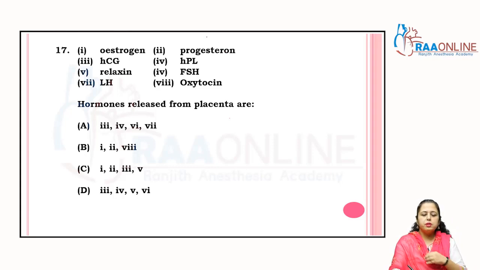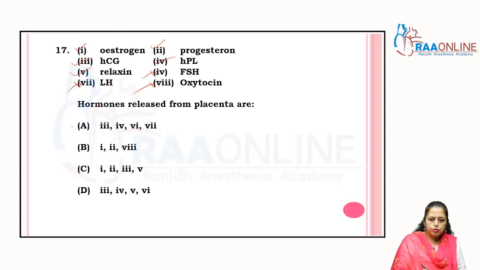Hormones released from the placenta: estrogen is released from the placenta, progesterone is released from the placenta, HCG, HPL, relaxin. FSH no, LH no, oxytocin no, right? So the answer is 1, 2, 3, 4, 5.